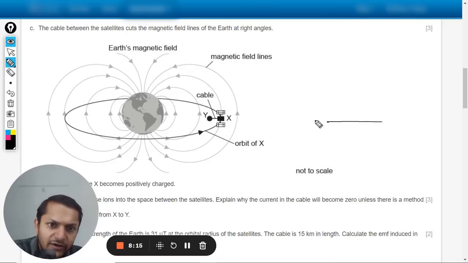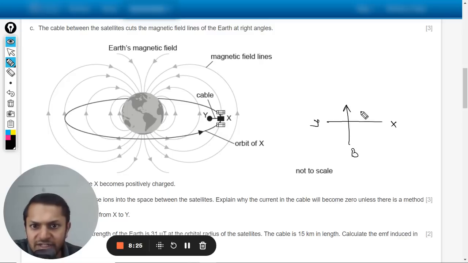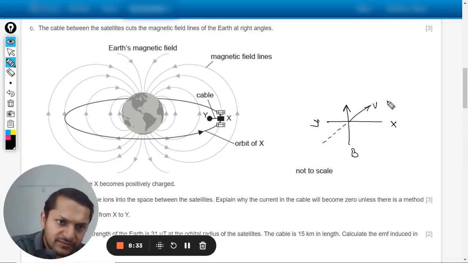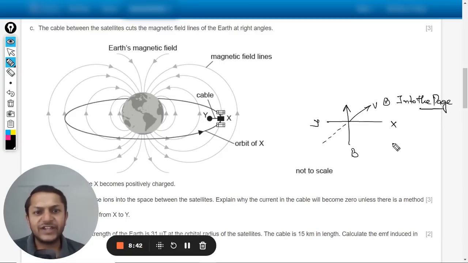So there is this wire. This is Y. This is X. The magnetic field is clearly in the upward direction, and the velocity is into the page. So I can just draw it like this. So the velocity is into the page. We have to find which end is becoming positive and which end is becoming negative.